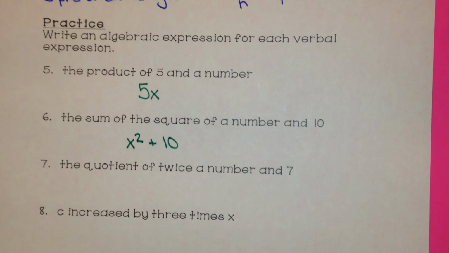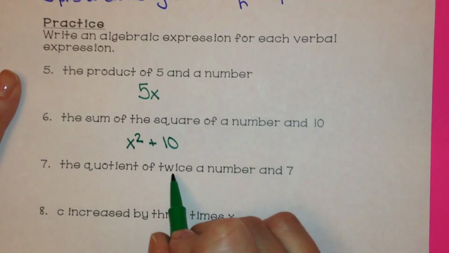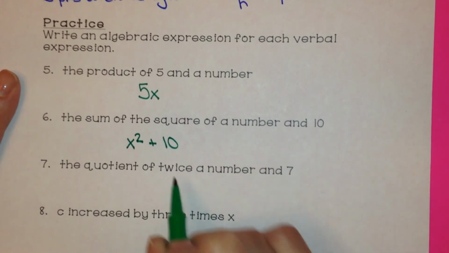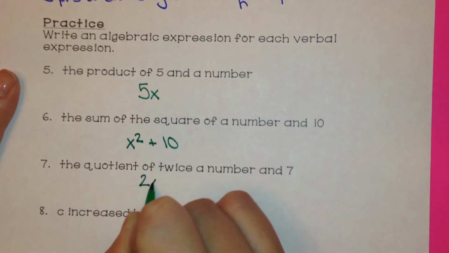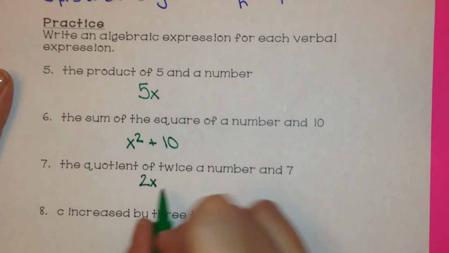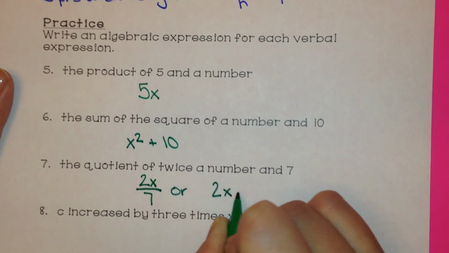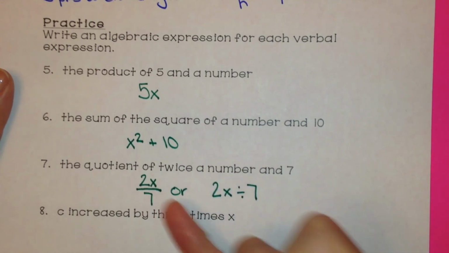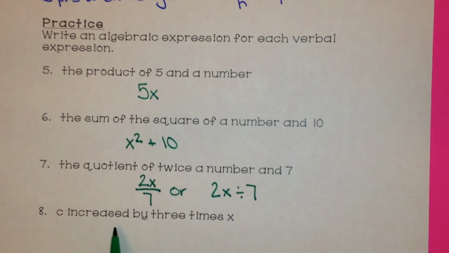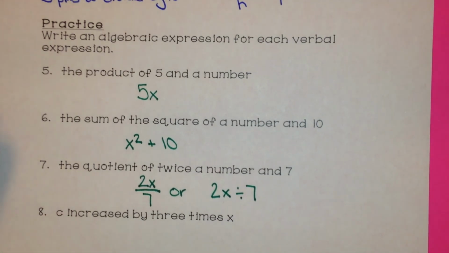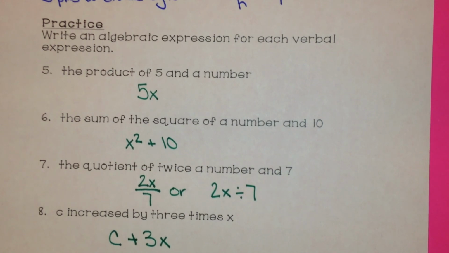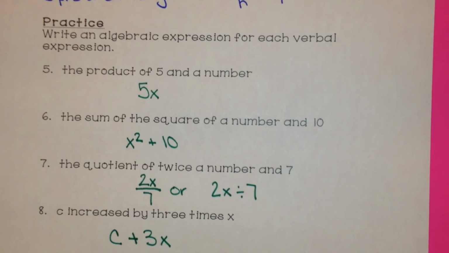Number 7, the quotient of twice a number and 7. So quotient is divide. I'm going to divide twice a number and 7. So twice my number means 2 times my number. Again, I'm just going to choose x divided by 7, or 2x divided by 7. Again, any variable will work. Number 8, c increased by 3 times x. So c increased by 3 times x. c plus 3x. Okay.